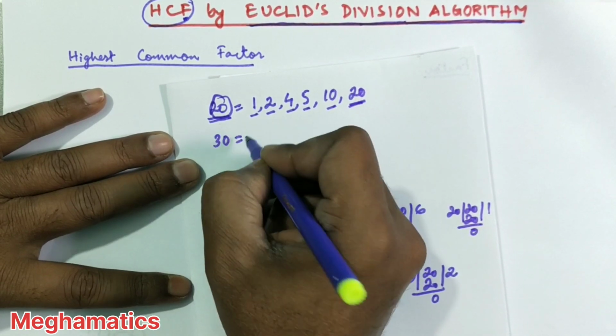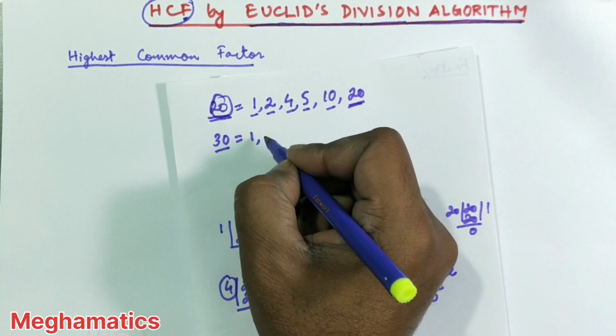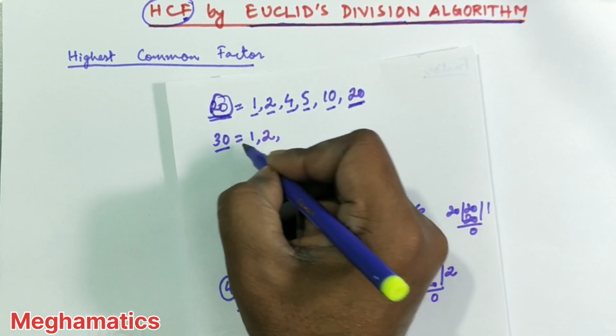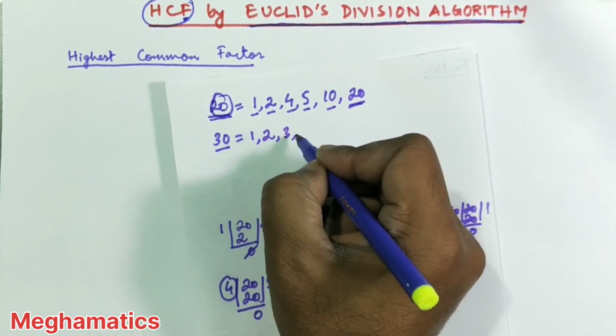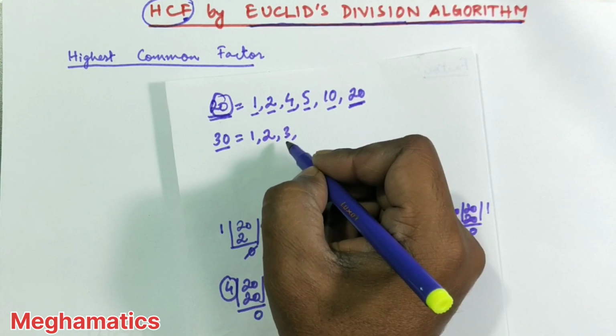In the same way, 1 is also a factor of 30. Then 2 is also a factor: if we divide 30 by 2, we'll get 15 times. 3 10s are 30, so 3 is also a factor. 4 7s are 28, but there will be a remainder of 2, so 4 is not a factor.